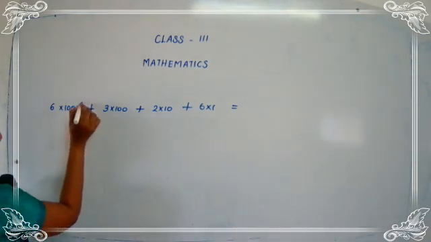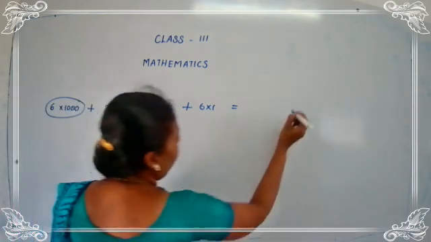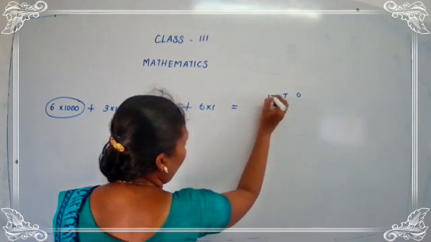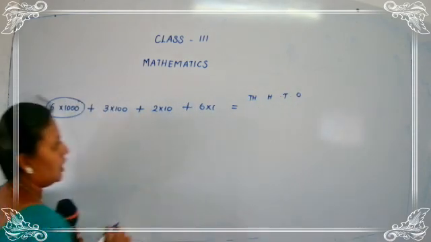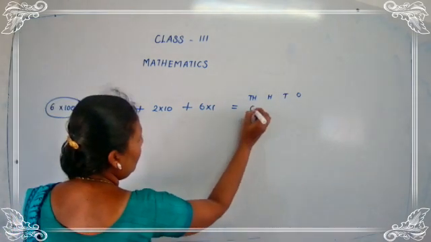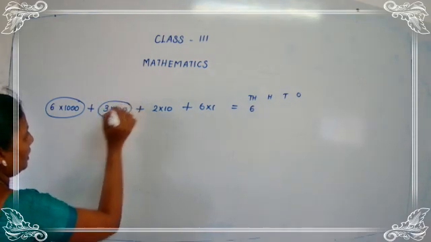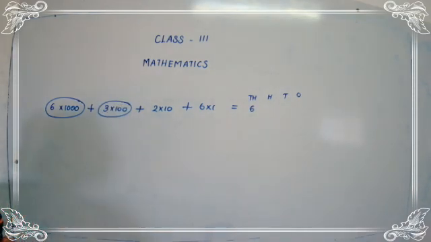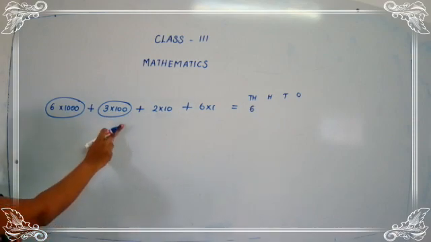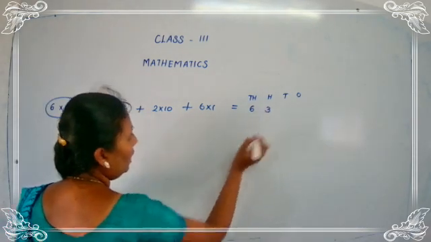So 6 is in which place? First, we want to write ones, tens, hundreds, and thousands. See, 6 multiplied by 1000. So 6 is in the thousands place, so you have to fill 6 in the thousands. Then see the hundreds place. How many hundreds are here? 3 multiplied by 100. So 3 is in the hundreds place, so you write 3 there.